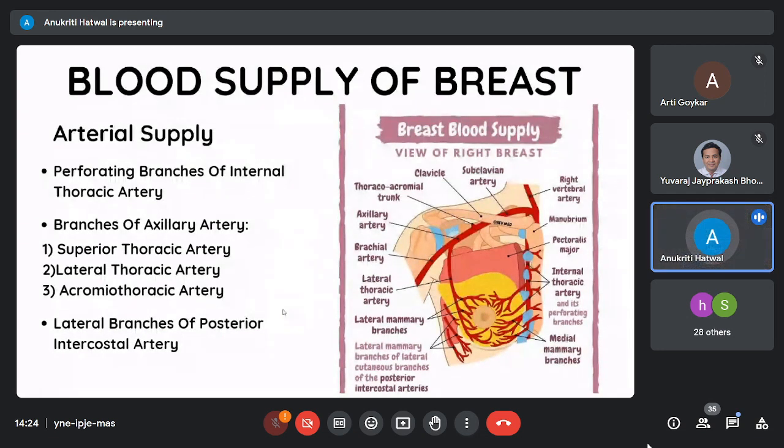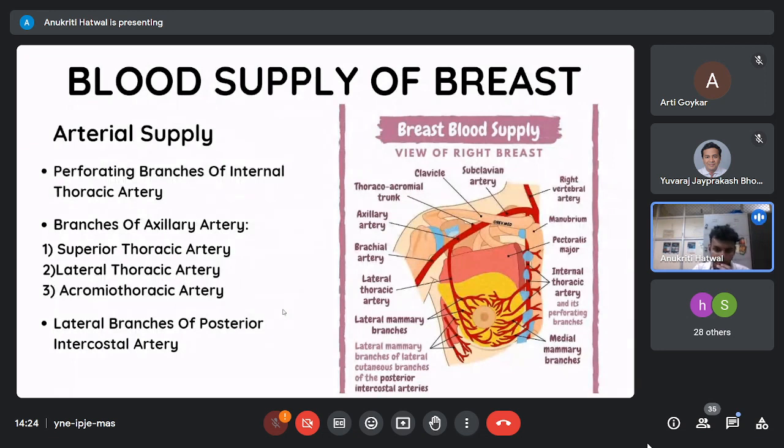The breast is a highly vascular organ which receives its blood supply from the branches of three main arteries. These are the axillary artery, the internal thoracic artery, and the posterior intercostal artery. The breast receives its blood supply from the perforating branches of the internal thoracic artery and the lateral branches of the second, third, and fourth posterior intercostal arteries.